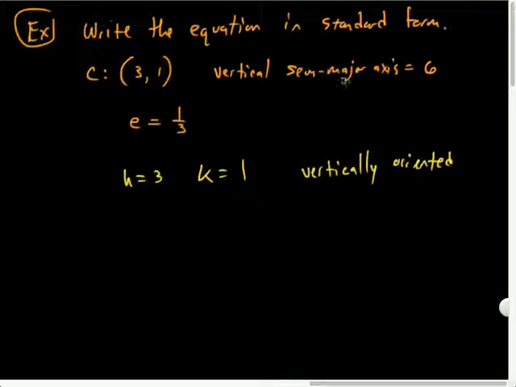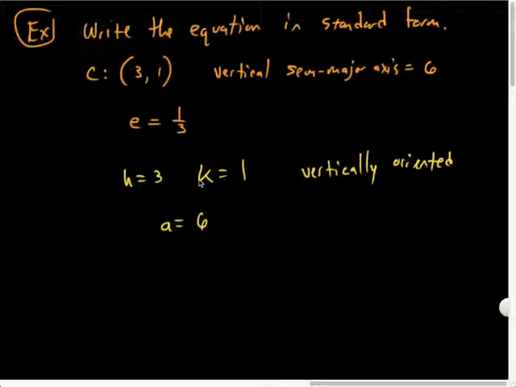And let's see, if the length of the semi-major axis is 6 units long, what does that tell me? What does that represent in terms of my variables? So A is... if I was actually finding the locations of the vertices, I would add and subtract 6 from K. But the value of A is 6 units long.